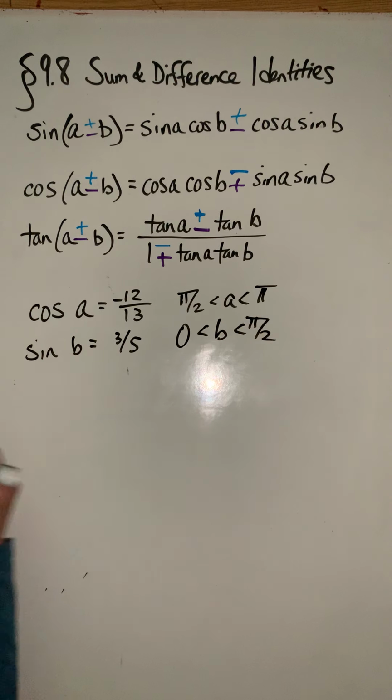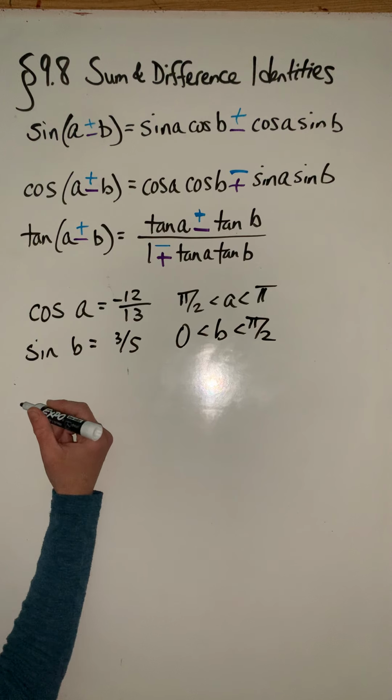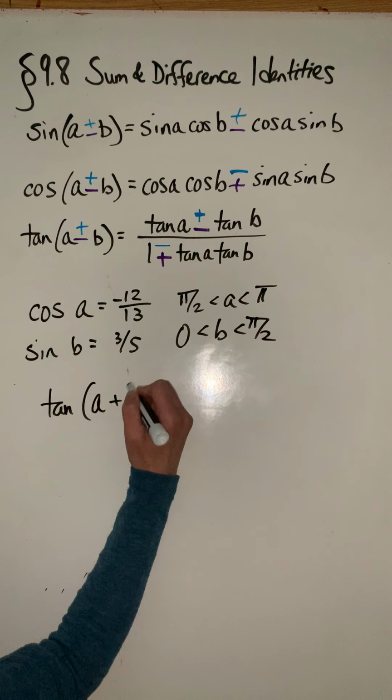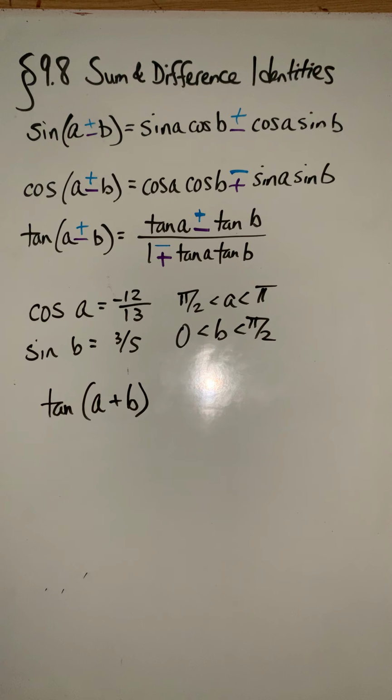Okay, so let's suppose, which one should we do? Let's do tangent of a plus b, why not? Okay, so let's suppose that we know that the cosine of a is negative 12/13, and a is between pi over 2 and pi, and the sine of b is 3/5, and b is between 0 and pi over 2. And what we want to do is determine the value of the tangent of a plus b.